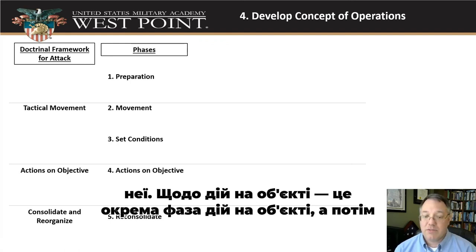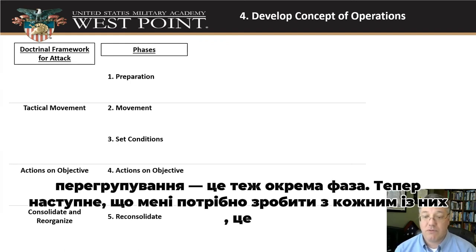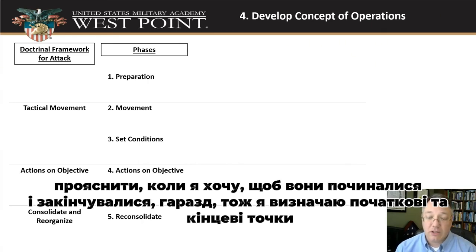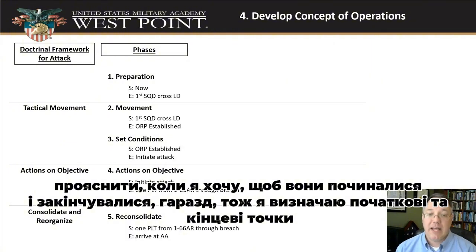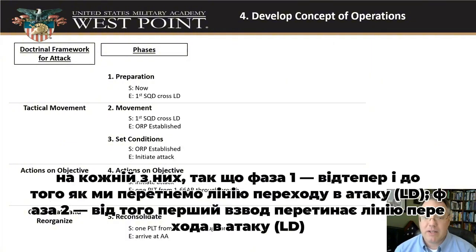All right, actions on the objective is its own phase, and then reconsolidate afterwards is its own phase, okay? Now the next thing I need to do with each of those is get a little clearer: when do I want them to start and end, all right? So I lay out start and end points on each of those, right?